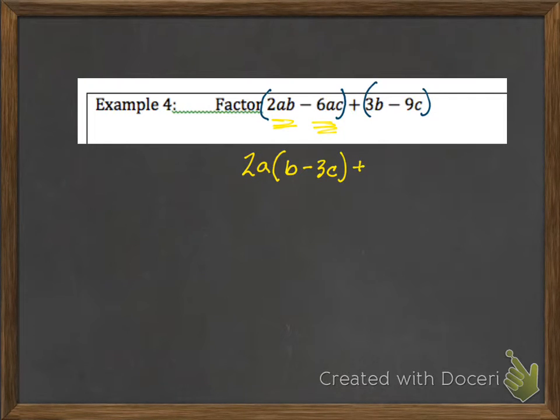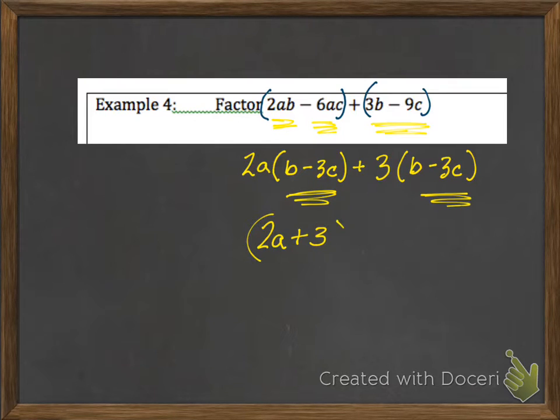And in the second grouping, my common factor is a 3. And if I factor out a 3, I get b minus 3c. And hopefully you realize that means there is a common factor between those two terms. Just like in the previous examples, we can pull that out. And so we get 2a plus 3 all times b minus 3c. So again, that grouping can take a little bit of trial and error.